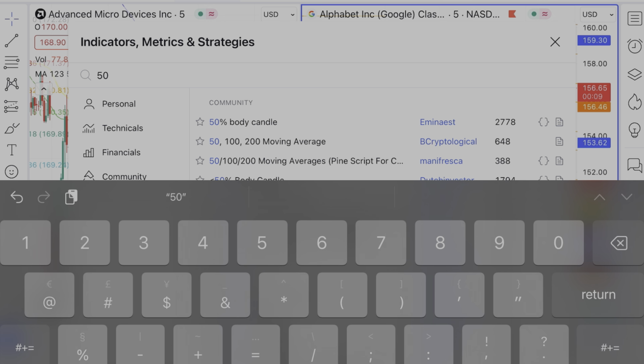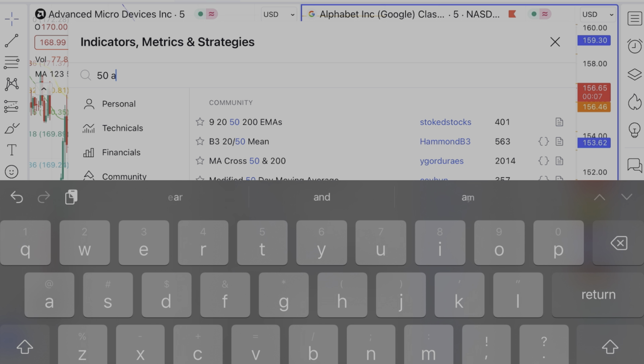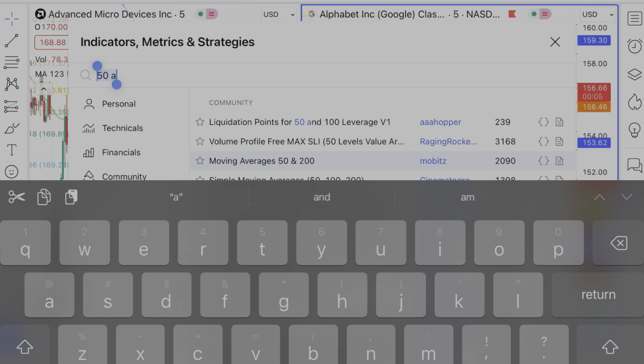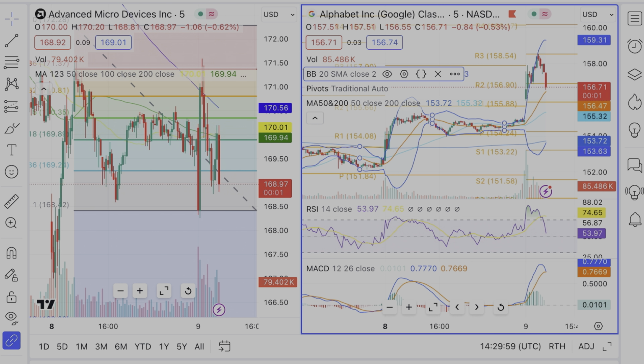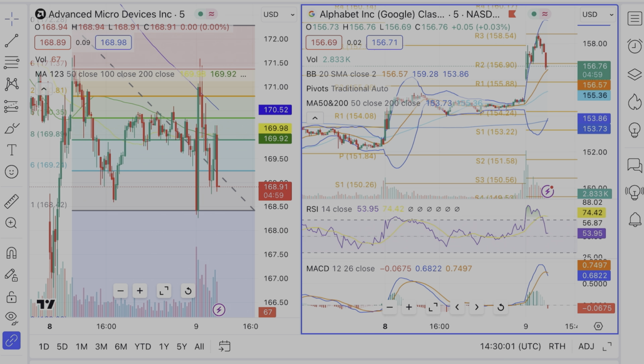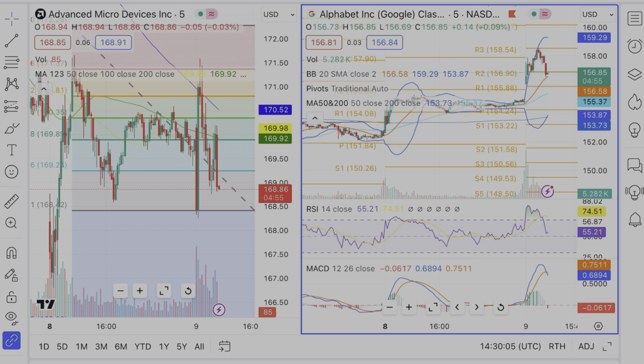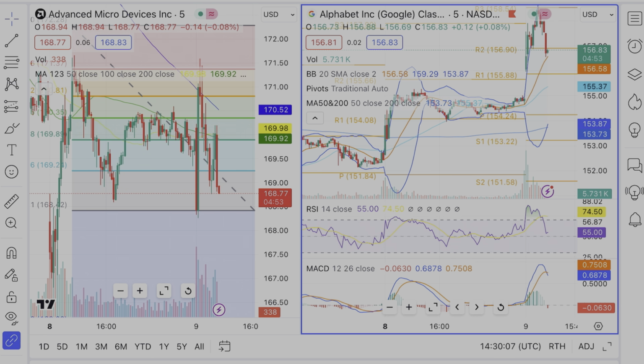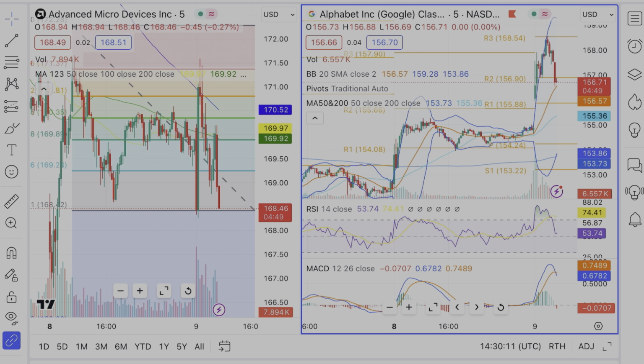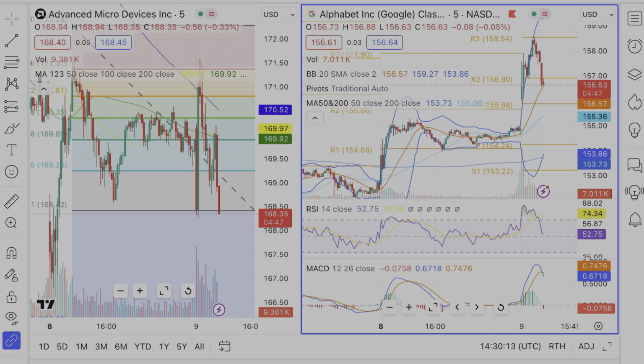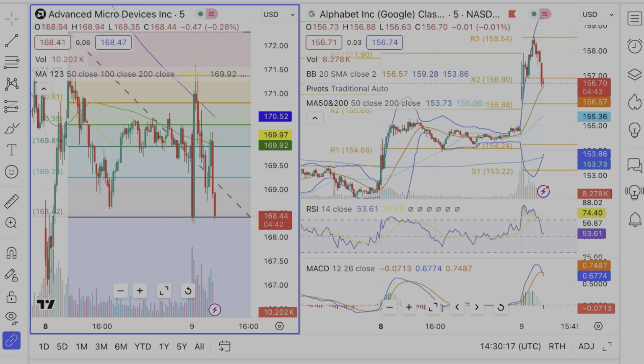Indicator, 50, moving average 50 and 200 cross. Boom. So I got the 200 and the 50. In the Bollinger Band, it has the 20 SMA. So that's another reason why I like the Bollinger Band. All right, so I got my moving averages.